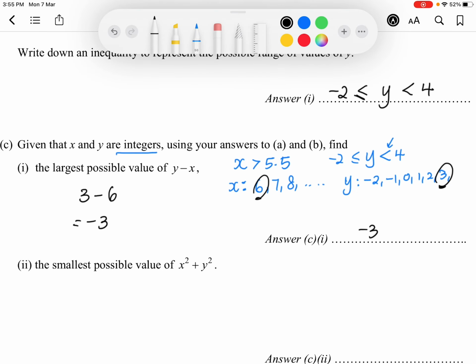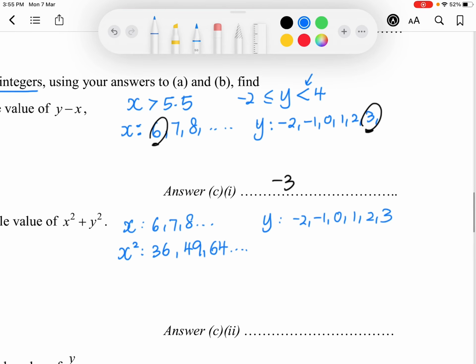Next one, find the smallest possible value of x squared plus y squared. Smallest possible value. I know x is 6, 7, 8, dot, dot, dot. So what is x squared? 6 squared will be 36. 7 squared, 49. 8 squared, 64. Some more other values. What about y? Y goes from negative 2, negative 1, 0, 1, 2, 3.